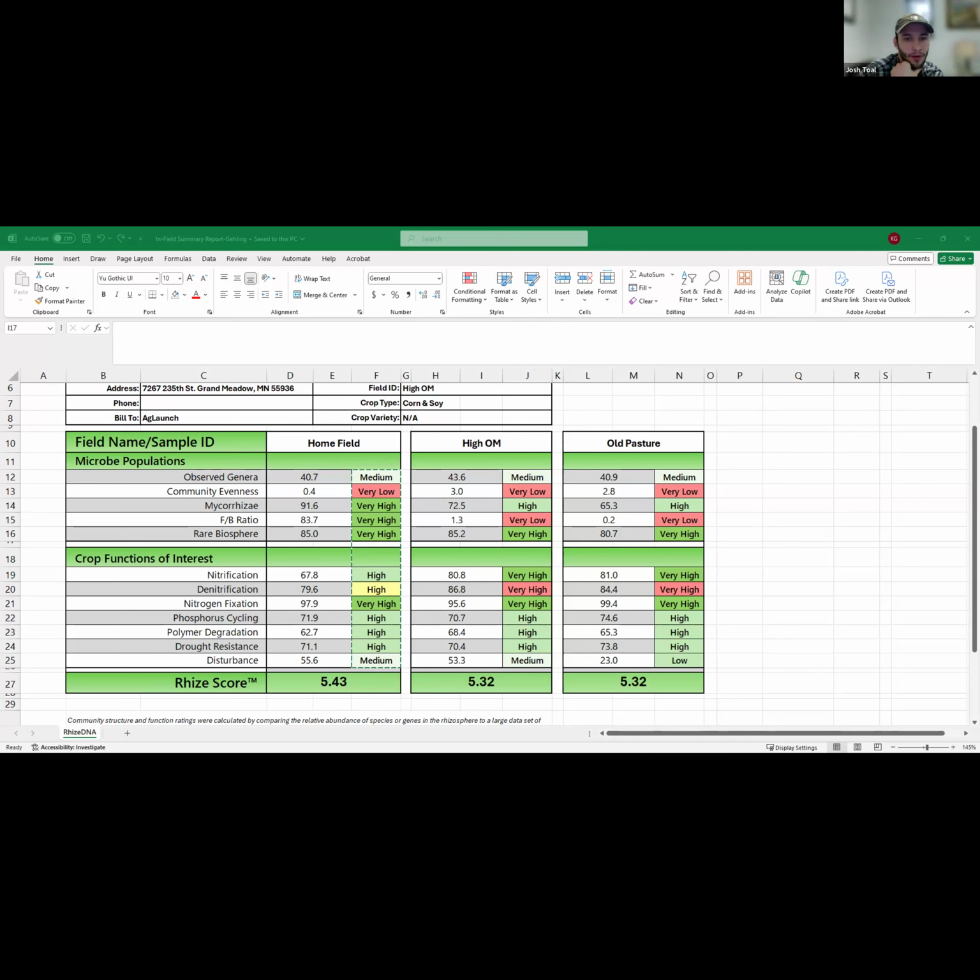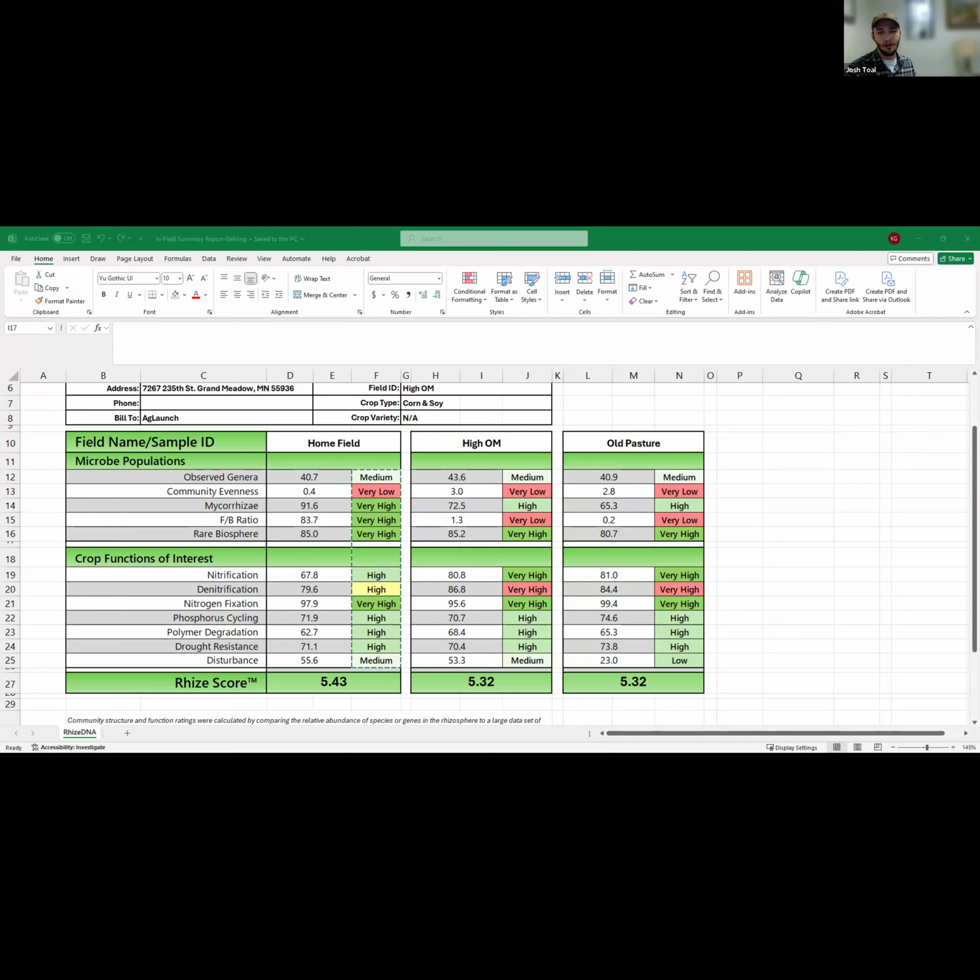Okay, so we have home fields, and then we have high OM and old pasture. Looks like the home field performed pretty good. For all of these observed genera, it's right around the 40 range, so no major changes there. A little bit higher on the high OM. Then we have community evenness.